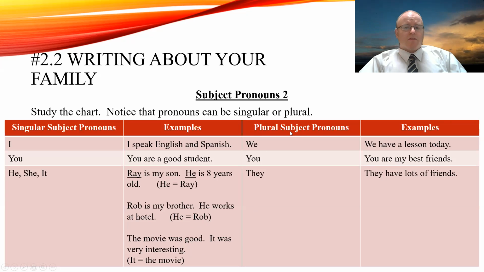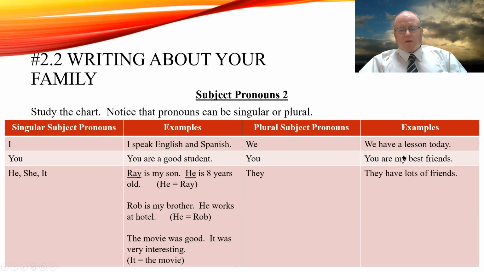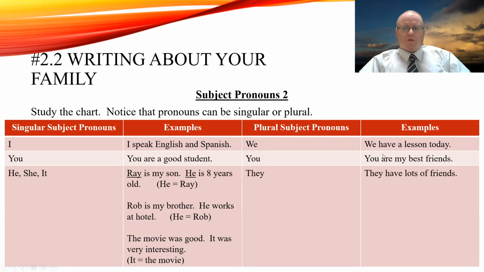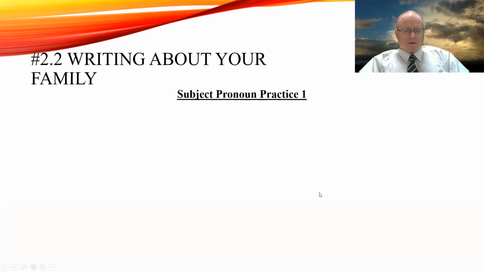As for plural subject pronouns, we have we, you, they. For example, we have a lesson today. Are you the plural form or collective form? You are my best friends. So you, meaning in this case more than one, because friends is plural. They have lots of friends. All right, so let's take a look at some practice with subject pronouns.